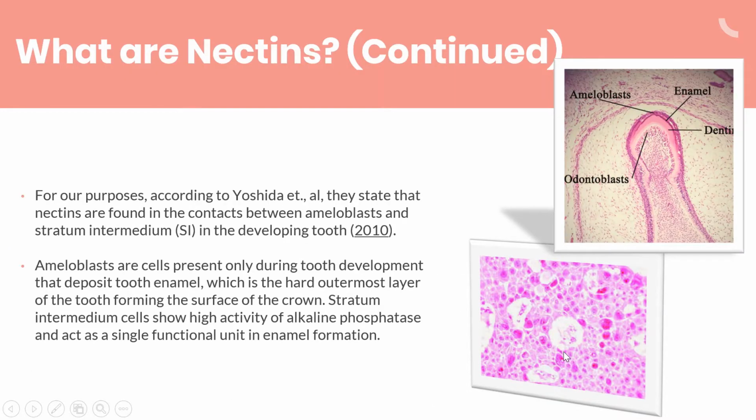For our purposes, we're going to relate this to dentistry. According to Yoshida et al., nectins are found in the context between ameloblasts and stratum intermedium in the developing tooth. Ameloblasts are cells that are present only during tooth development that deposit tooth enamel, which is the hard outermost layer of the tooth forming the structure of the crown. Stratum intermedium cells show a high activity of alkaline phosphatase and act as a single functional unit in the enamel formation. So in the picture here you can see ameloblasts, and then down here you see stratum intermedium cells.